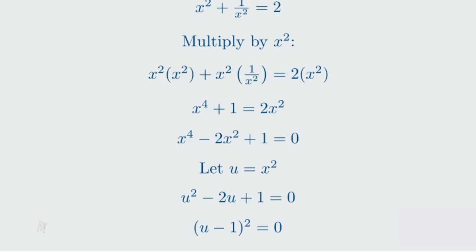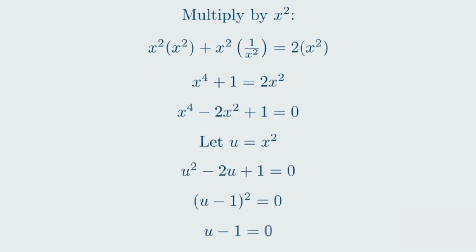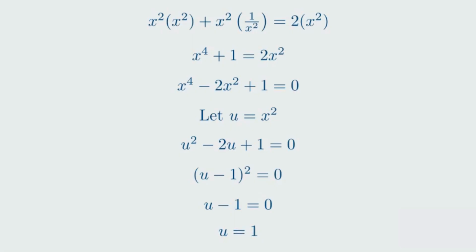For the square of an expression to be 0, the expression inside the parentheses must be 0, so u minus 1 equals 0. This means u equals 1. We have successfully solved for u. We found that u equals 1, but we're not done. Remember, we need to find x, not u. We need to back substitute to find the values of x.